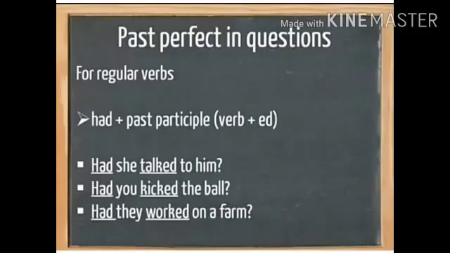Let's have a look at the past perfect in question. For the regular verbs, again we use had and the past participle, again the base form of the verb and ed. Had she talked to him? Had you kicked the ball? Had they walked on the farm? And add a question mark here.